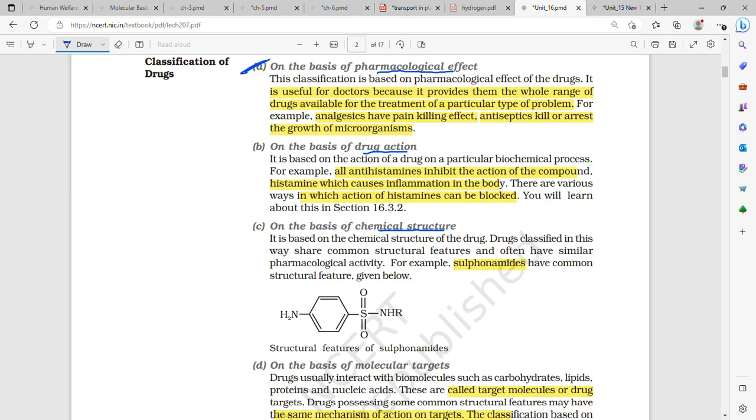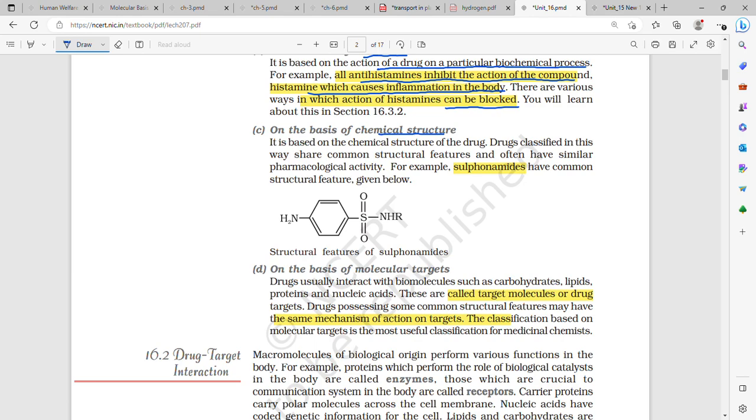Then, on the basis of drug action, it is based on the action of a drug on a particular biochemical process. For example, antihistamines inhibit the action of the compound histamine, which causes inflammation in our body. So in our body, histamine causes inflammation, that is allergic response or allergic reaction, and antihistamines stop this or inhibit the action of the compound histamine. There are various ways in which the action of histamine can be blocked.